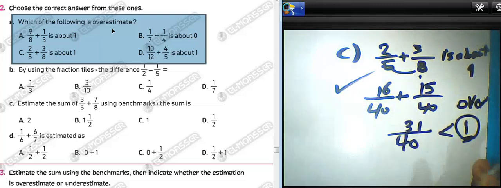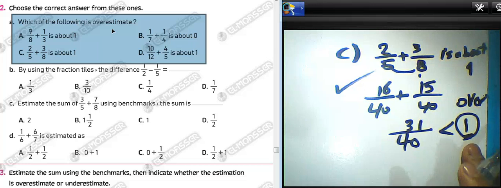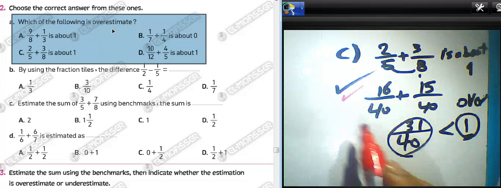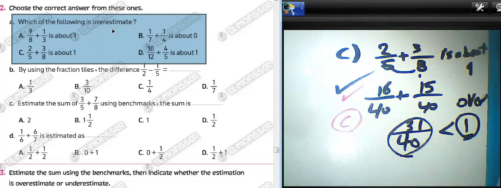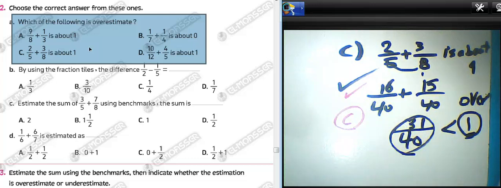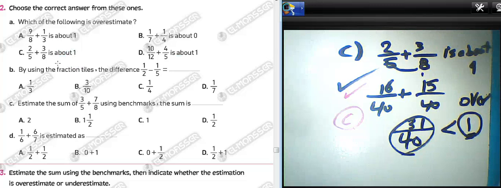Okay, so we must choose letter C because 1 is greater than 31 over 40, the actual number, so this estimation here is an overestimate. You must choose here what? Letter C about question number 2. We must choose letter C here.